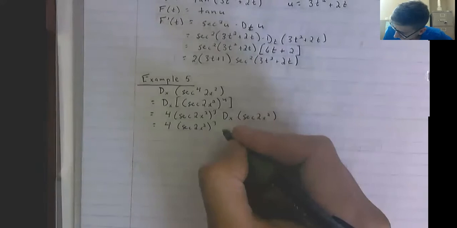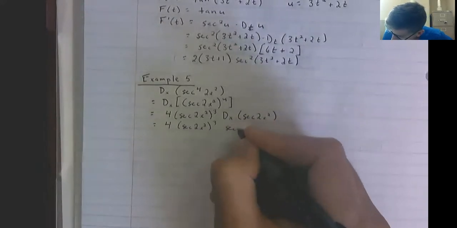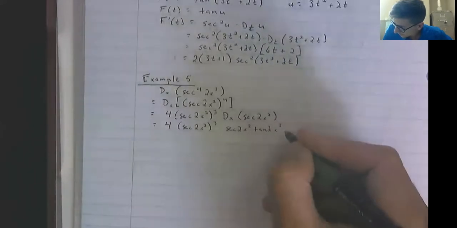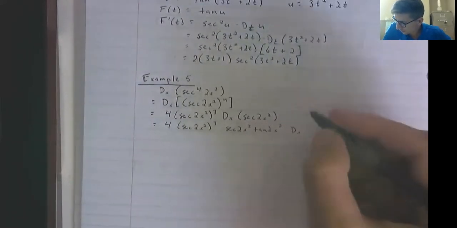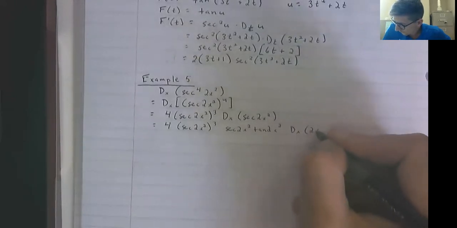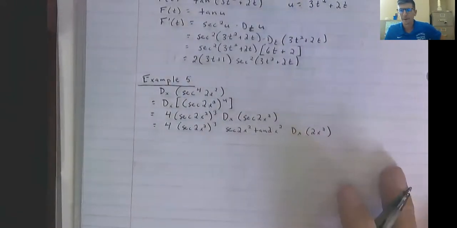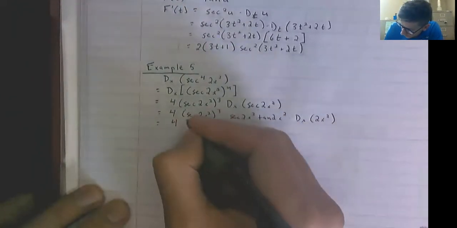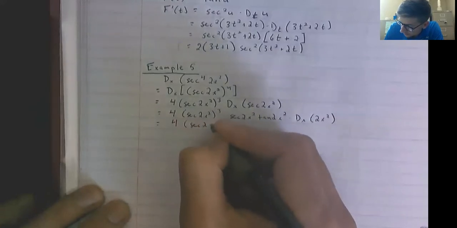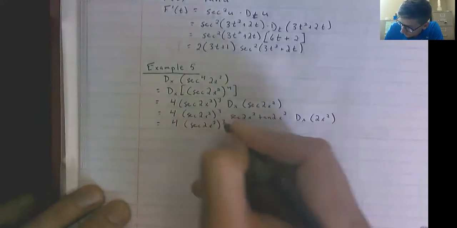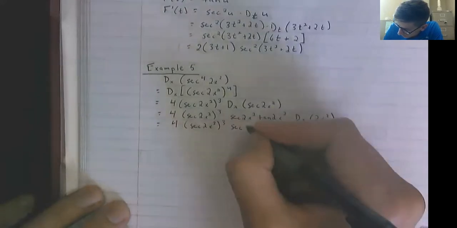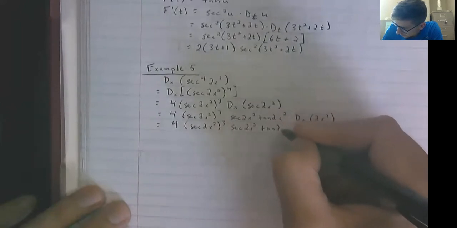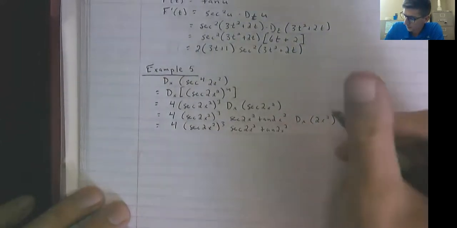And so we get secant of 2x squared tangent of 2x squared. Chain rule tells us to take the derivative of the inner part, 2x squared. And so then rewriting this, we get 4 times secant of 2x squared cubed times secant 2x squared tangent 2x squared. The derivative of 2x squared is 4x.